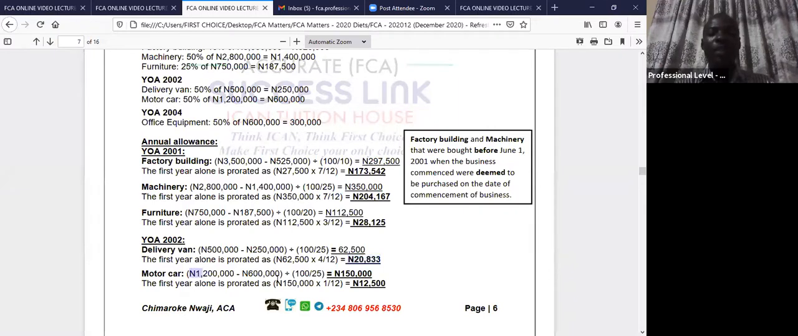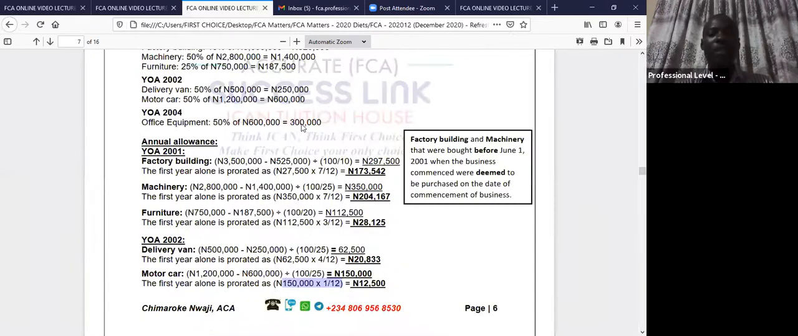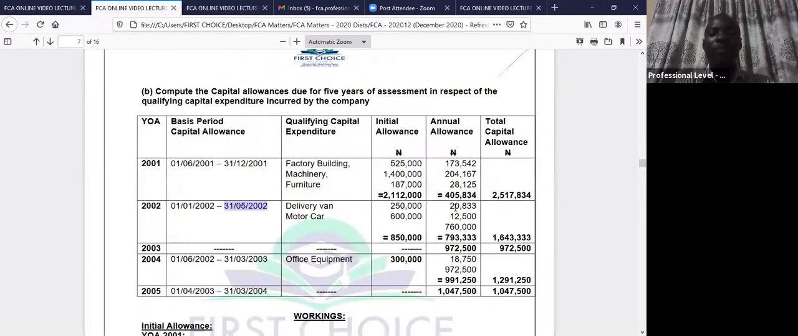Okay. Now you do similar thing for motor vehicle. This is the initial allowance. This is the annual allowance. Cost minus initial allowance. You divide by 4 years. You are getting 150, and now you prorate it by 1 month out of 12, because this motor vehicle was bought in May, and the basis period is ending in May. So you are prorating by 1 month. So you take 12,500. So when you look at it, this is for delivery van, and this is for motor car. But what is this 760,000 naira doing here?